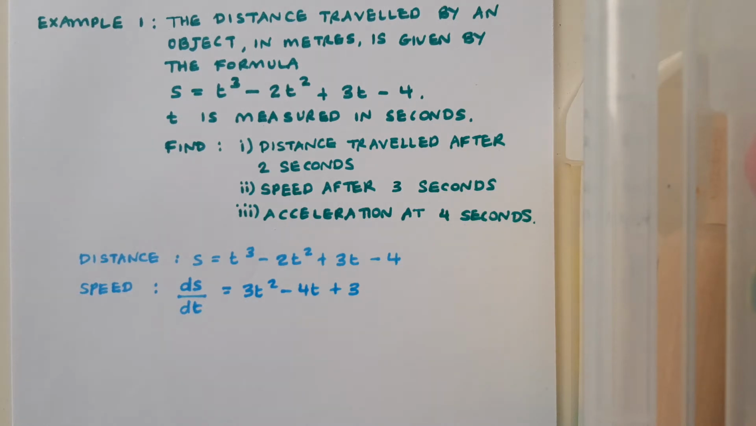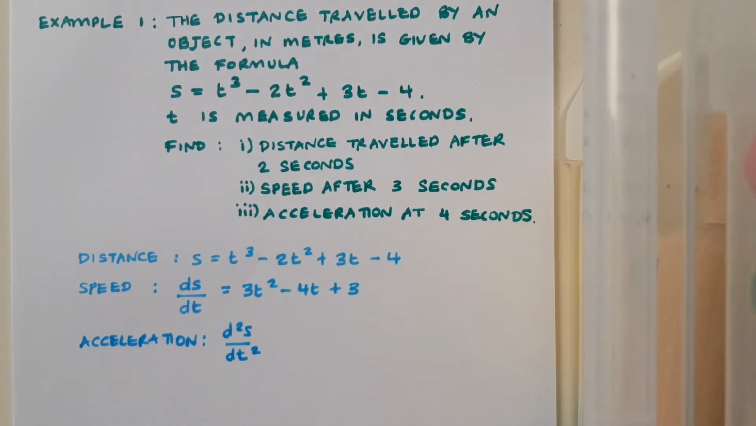And now finally, I'd like to just have the acceleration formula to work with. So acceleration is how speed changes over time. So acceleration is my second derivative. So it's d squared s over dt squared. And to get that, I'm just going to differentiate speed. So then I get 6t minus 4.